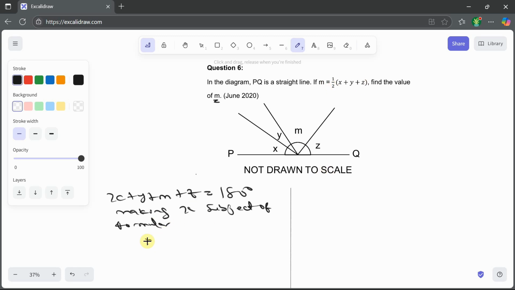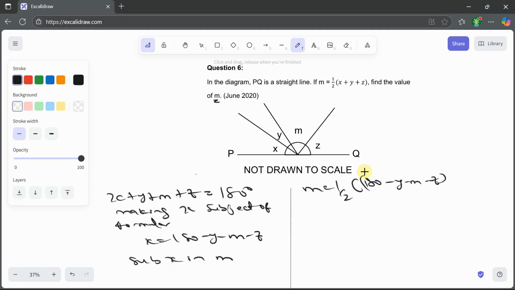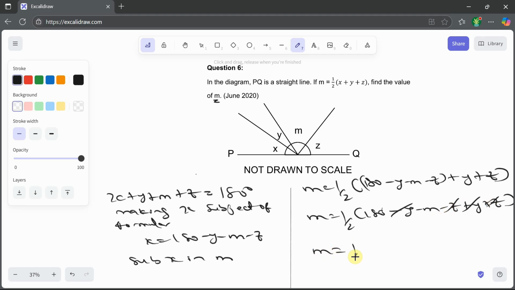Right, so x will now be equal to 180 minus y minus M minus z. So I'll just substitute x in the M formula. So M is equal to half, open bracket, our x is 180 minus y minus M minus z, close bracket, plus y plus z, right? So our M will be equal to half of 180, if I open up the brackets, minus y minus M minus z plus y plus z, right? So minus y will cancel plus y, minus z will cancel plus z, so I'll be left with M is equal to half of 180 minus M.